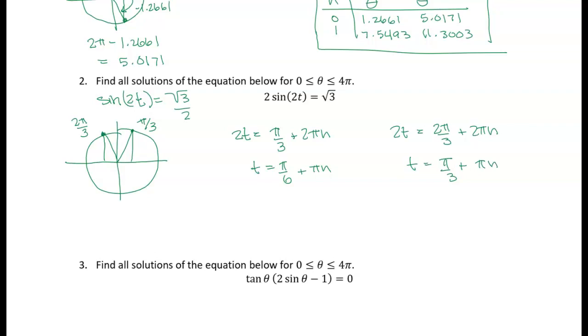All right, so now we need all of the solutions between 0 and 4 pi. Now, this is a horizontal compression. Instead of cycling once in 2 pi, the period is pi, so it's going to cycle twice over 2 pi. And you can tell that from down here too, the period, you're just adding a period every time.